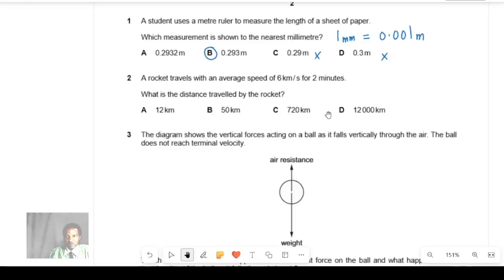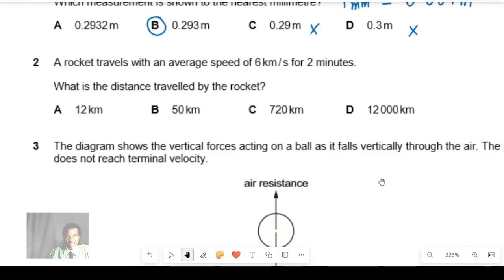Question 2. A rocket travels with the average speed of this. Now, what is the distance traveled by the rocket? So you want to look at distance. Distance is equal to velocity multiplied by time. So the velocity, which is 6 kilometers per second, multiplied by 2 minutes, which is 120 seconds. So take care of seconds. So the answer is 720 kilometers. So that is C.